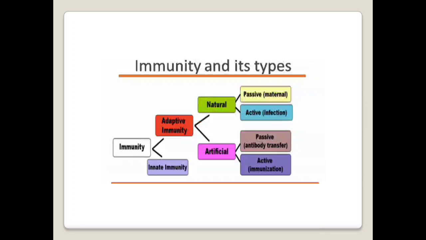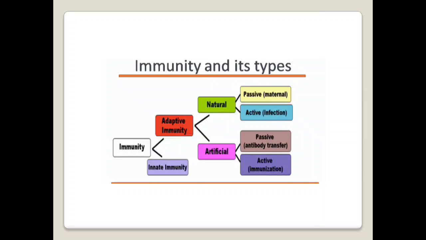Next is immunity. Immunity is one of the defensive mechanisms of our body. It is mainly classified into two types: innate immunity and acquired immunity. Innate immunity is also termed inborn. It occurs since birth, so it is also known as natural immunity. Whereas acquired immunity is classified into two forms: passive and active.